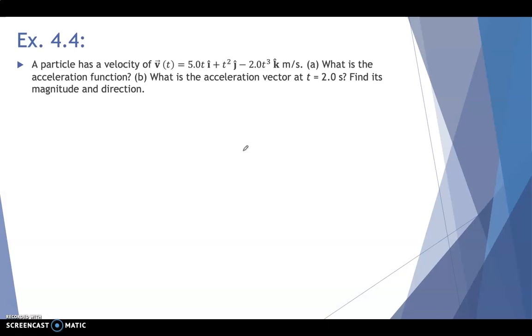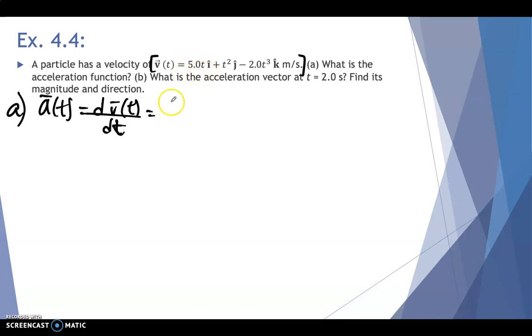Okay, and so we want to start with another example. I can get it started in this video, but I'll probably have to finish it in the next one. It states a particle has a velocity described by this function here. What is the acceleration function? So our acceleration, again, is going to be the derivative with respect to t of this function. So a of t is equal to dv dt. Okay, so we will take the first derivative here.